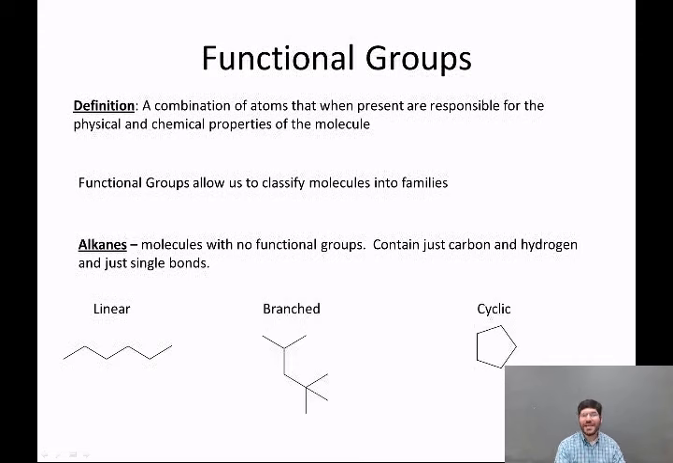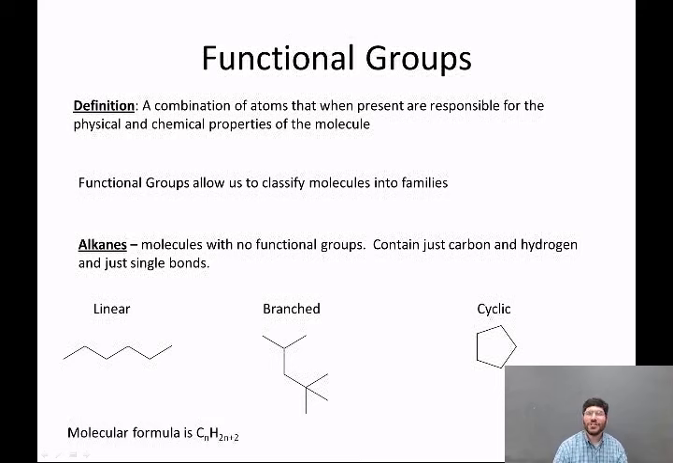A linear alkane simply has the carbons bound to one another in a straight chain. A branched alkane has, as the diagram shows, branches in the chain, so you might have groups going one way or the other way. And a cyclic alkane is when the carbons form a ring.